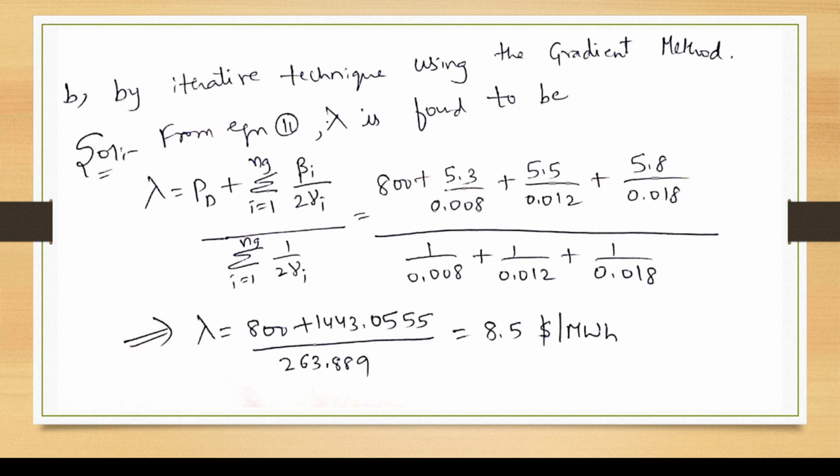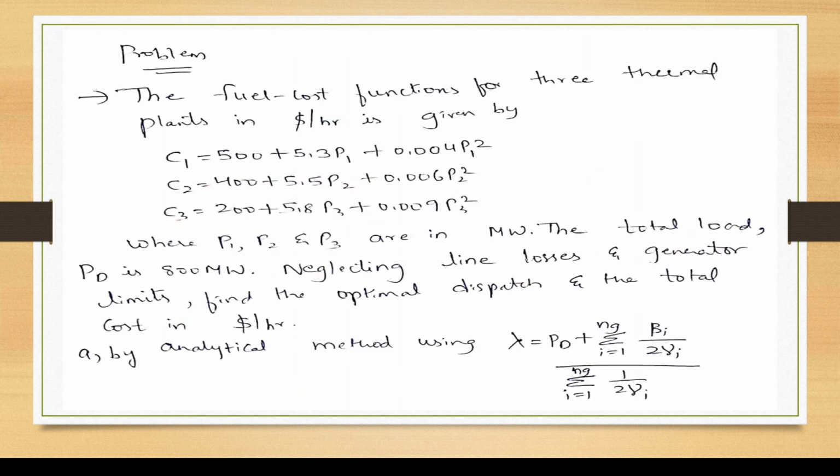So the lambda equation, we know lambda equal to PD plus summation i equal to 1 to ng beta i by 2 gamma i, divided by summation i equal to 1 to ng 1 by 2 gamma i. Substitute the values here. PD is given as 800. In this problem, total demand is given as 800 megawatts.